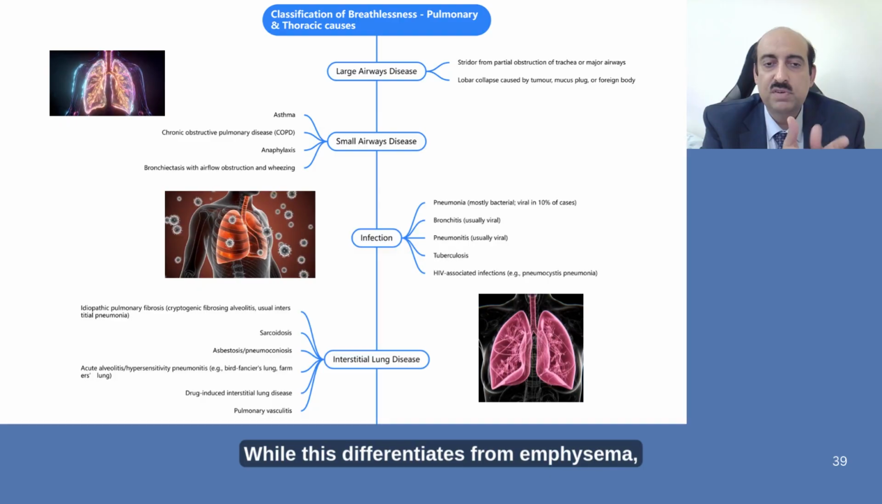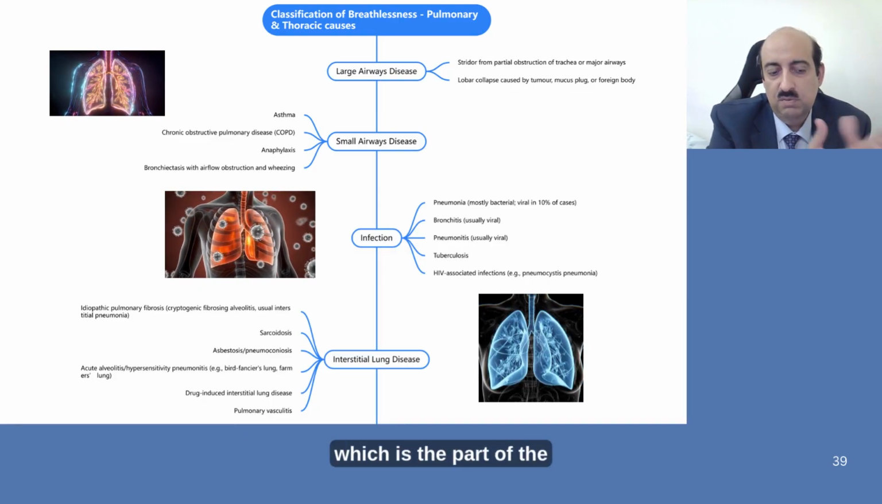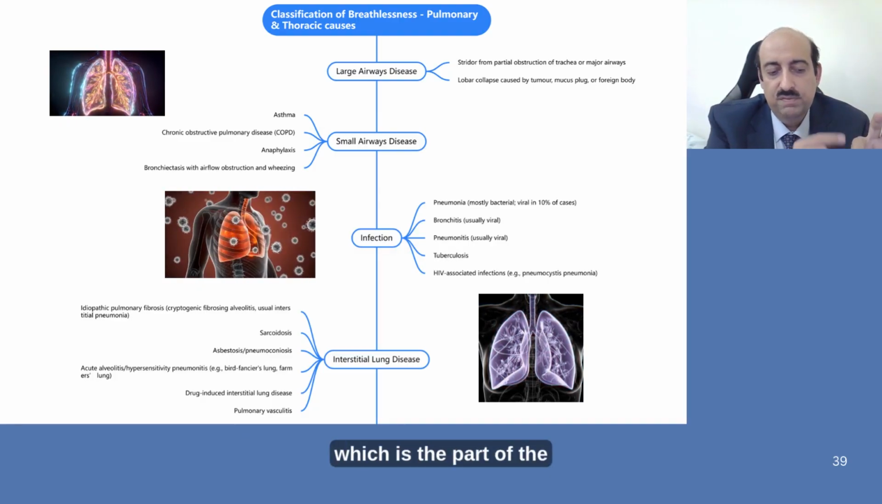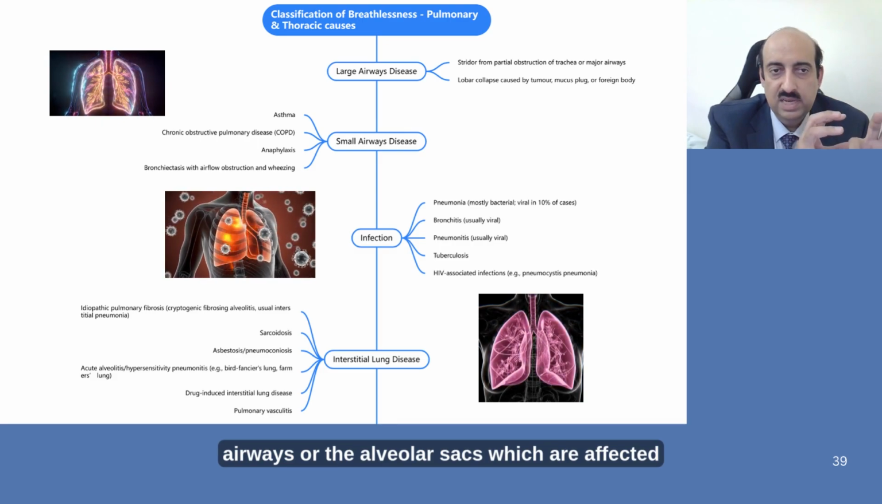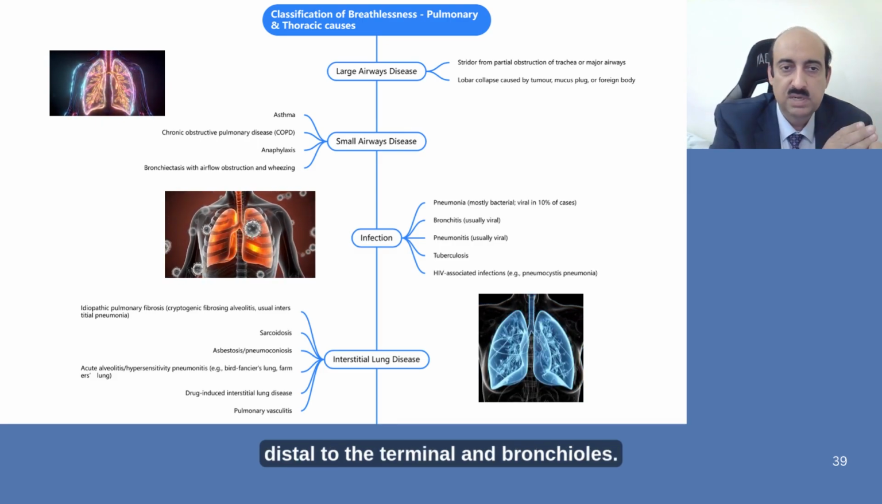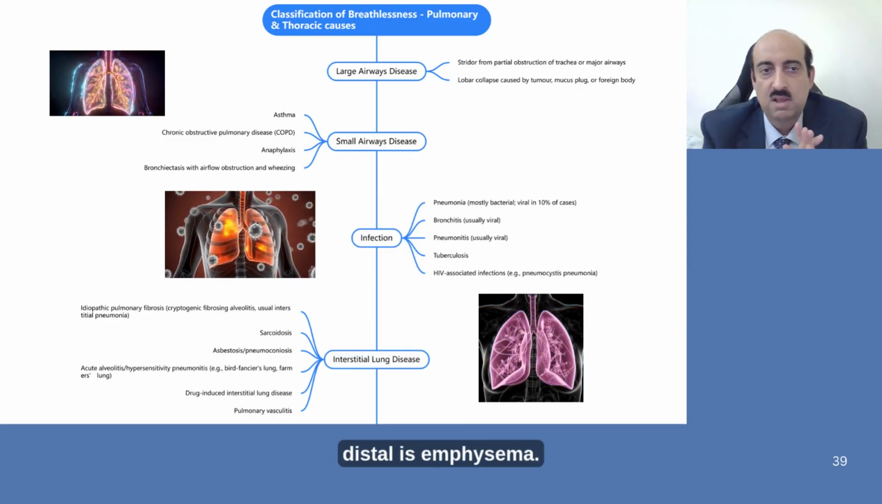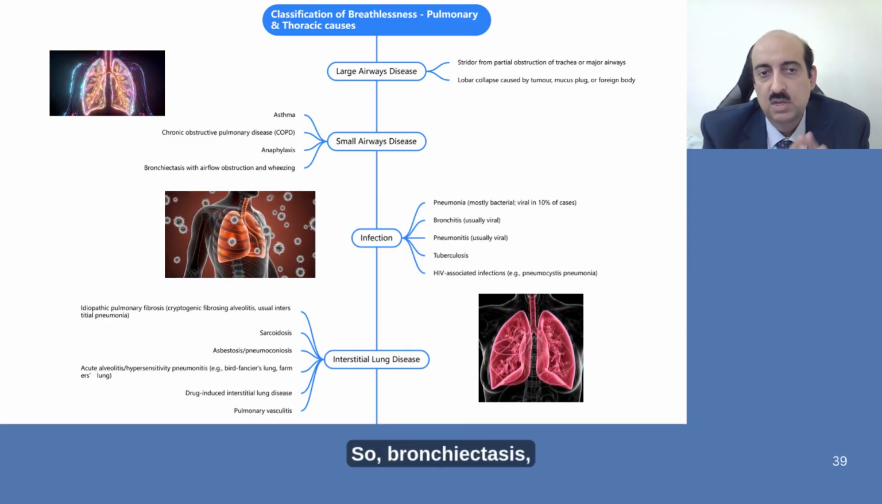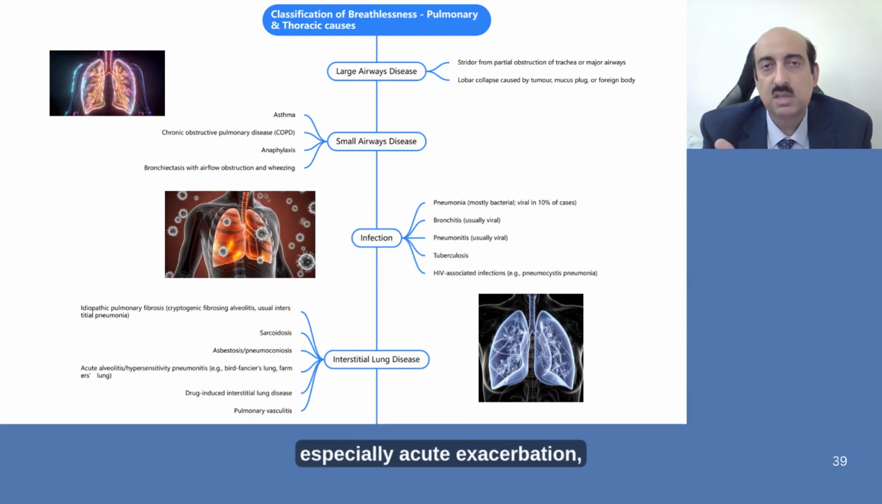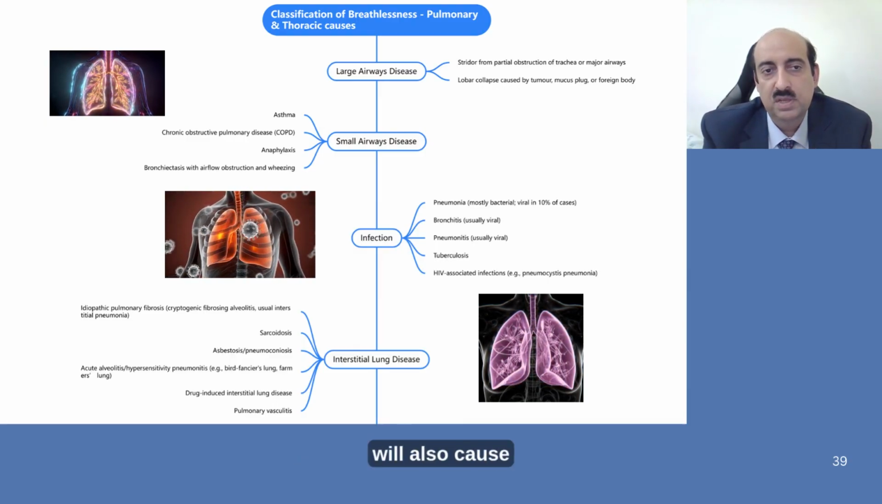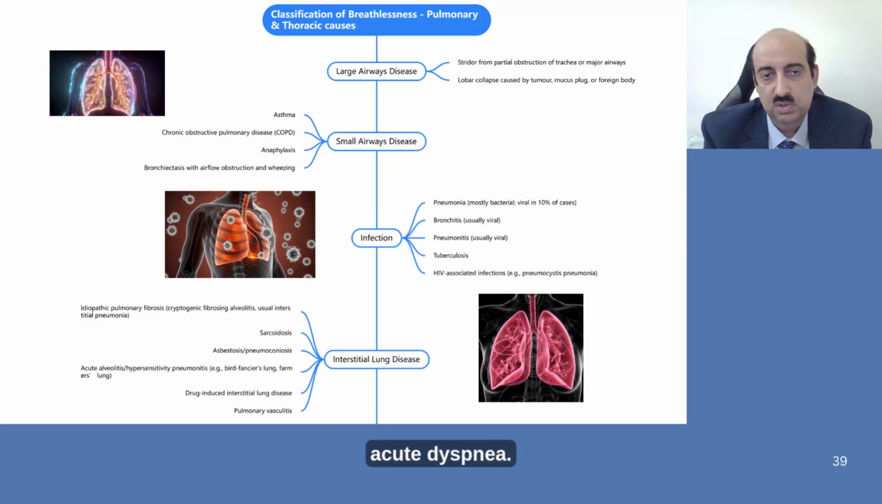This differentiates from emphysema, part of the COPD, which is the part of the airways or the alveolar sacs affected distal to the terminal bronchioles. So proximal is bronchiectasis, distal is emphysema. Bronchiectasis, especially acute exacerbation, will also cause acute dyspnea.